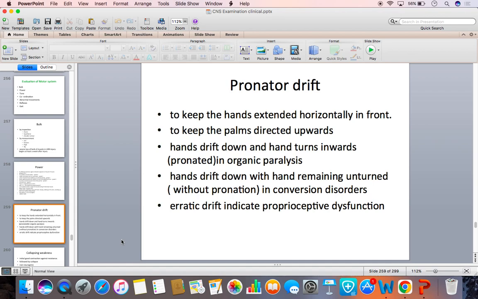This occurs in organic paralysis. Whereas in functional disorders, hands drift down, but the palm remains unturned without pronation. That is in functional disorders. Erratic drift indicates proprioceptive dysfunction.